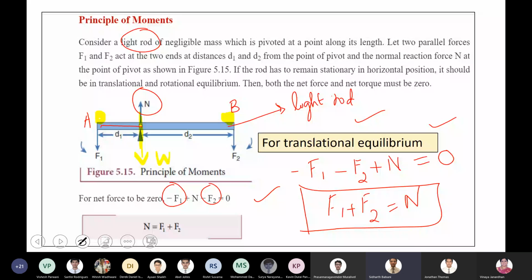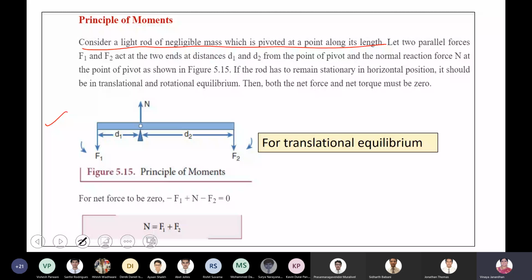Ma'am, what part of the slide do we have to write? Do we have to write the statement? No need to write the whole statement. Only this much is enough: consider a light rod of metal, of negligible mass, which is pivoted at a point along its length. That's enough. Then draw the diagram. Then write, for translational equilibrium, the net force must be equal to 0.